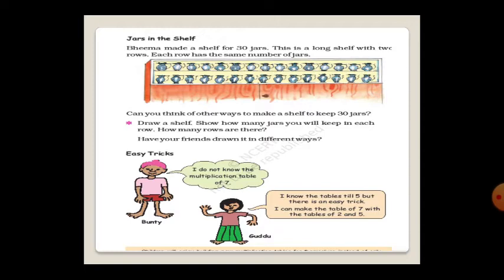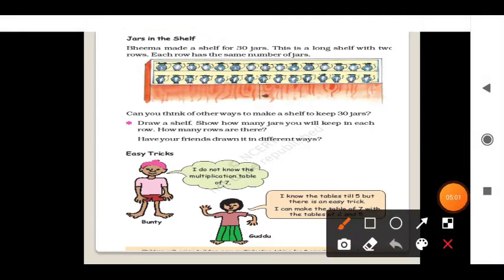So here each row contains the same number of jars. You can count. In row 1, how many jars are there? 1, 2, 3, 4, 5, 6, 7, 8, 9, 10, 11, 12, 13, 14, 15. So in one row 15 jars, and the other row also 15 jars. Can you think of other ways to make a shelf to keep 30 jars?